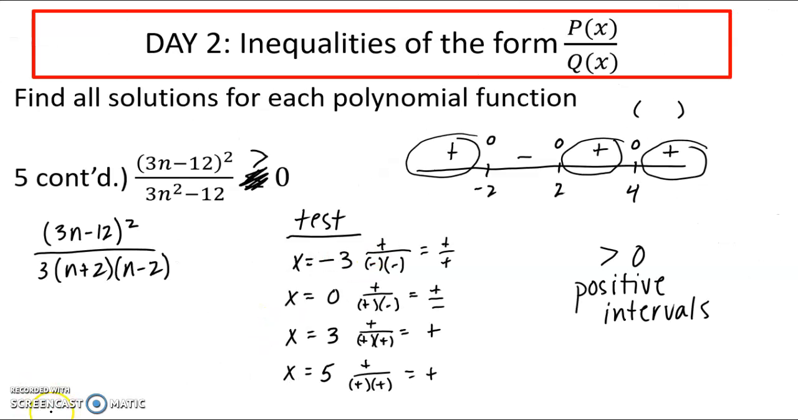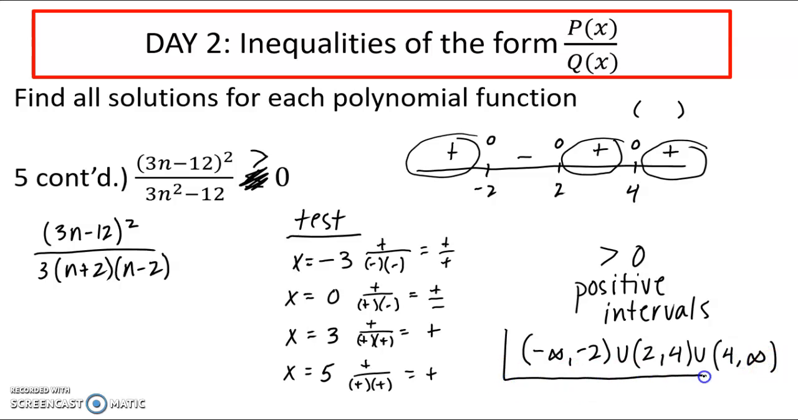Okay, so my solution would be the intervals from -infinity to -2, from +2 to +4, and then from 4 to infinity. Okay, again, because I can't equal any of those values, I have to break them up every time I get a 0 or a domain restriction.